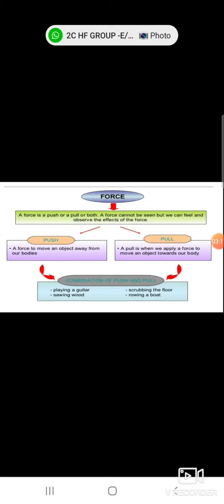Okay, then push. What is push? A force to move an object away from our bodies is called push. A pull is when we apply a force to move an object towards our body. Okay, push and pull combinations: playing a guitar, swinging wood, scraping the floor, rowing a boat. Rowing a boat, playing a guitar. That is called push or pull, that is called force.